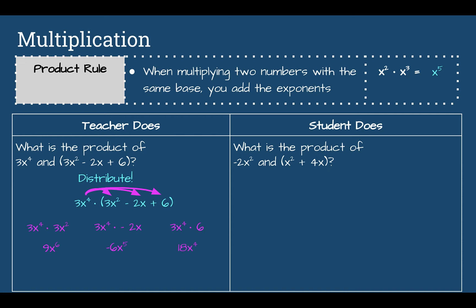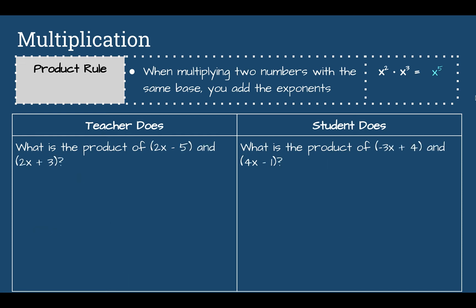Now, for our final polynomial product, we would put it all back together. 9x to the 6 minus 6x to the 5 plus 18x to the 4th. So one of the ways you can multiply is by distributing. Now it's your turn. Pause the video and find the product of negative 2x squared and x squared plus 4x. Distribute to find the product. Let's check. You should have got negative 2x to the 4 minus 8x to the 3.